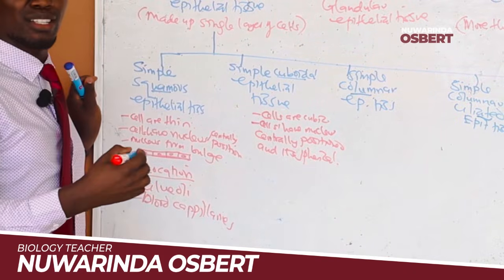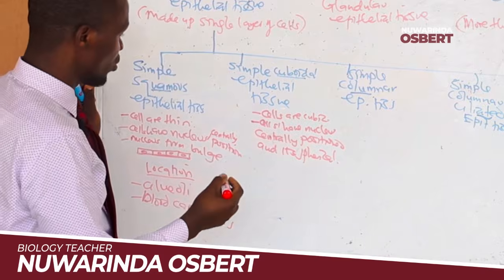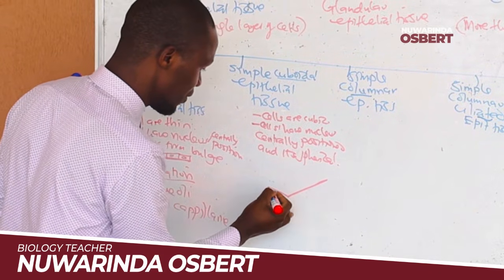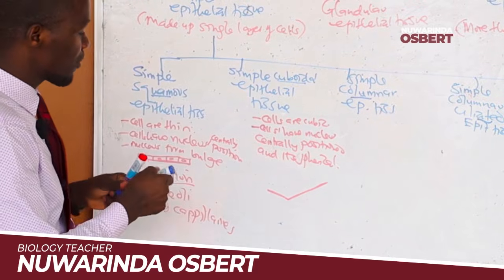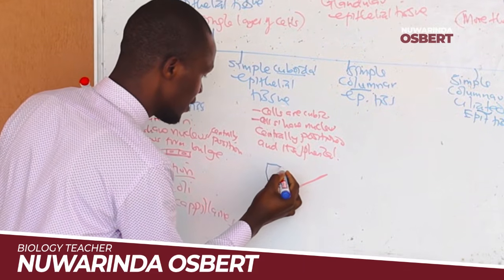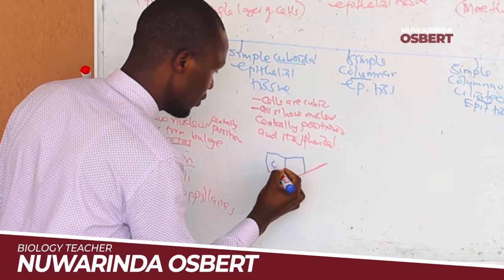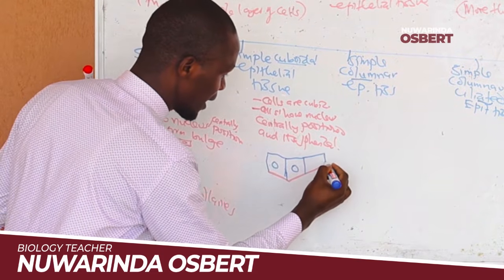The shape of the nucleus is spherical. For example, if I'm to illustrate here, if this is a basement membrane like this, you have cells which appear like that. You have cells which are appearing like that. Now, we have cells which are appearing like that.